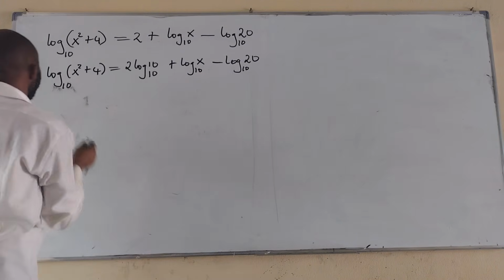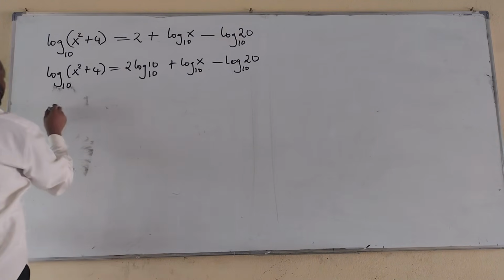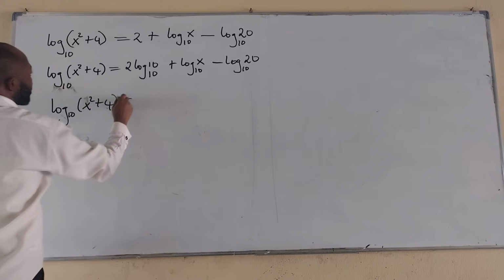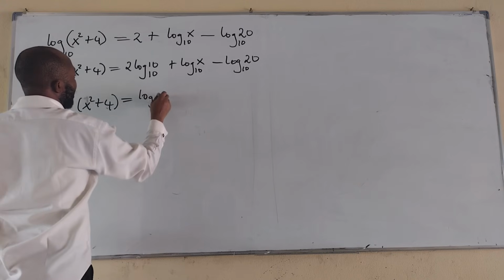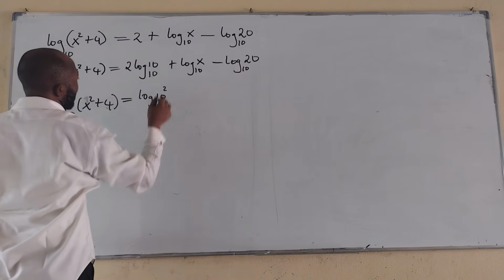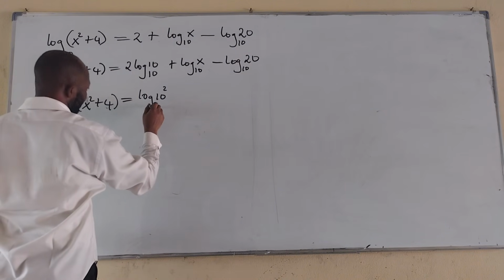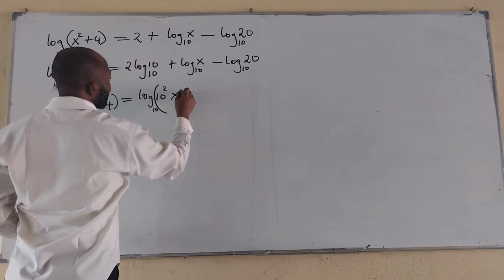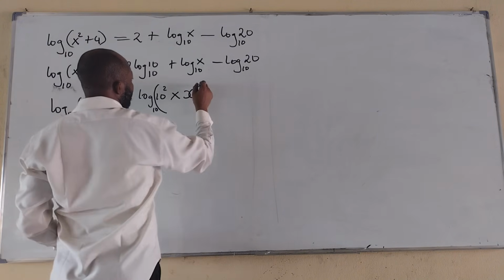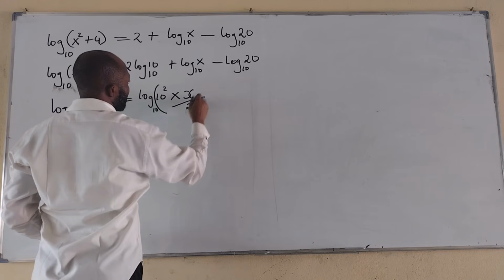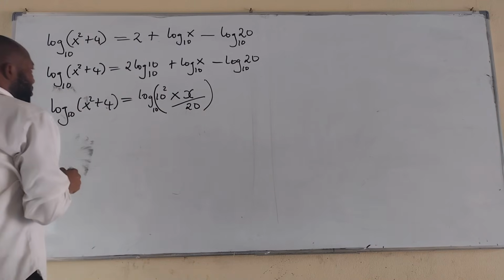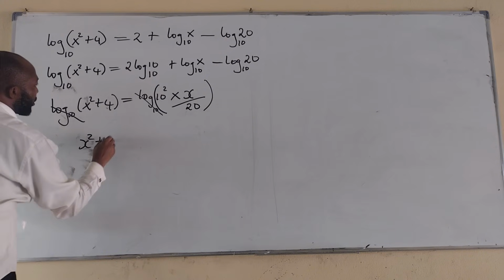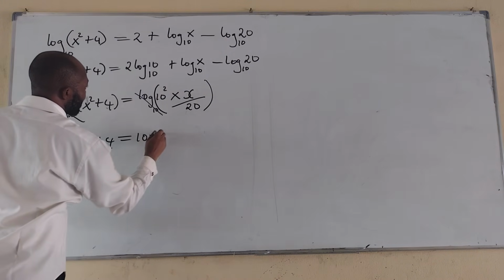So from here, I presume I've moved it over. Log in base 10, open bracket, x squared plus 4, close bracket, equals log 10 squared, because this comes up in base 10. Okay, let me just put it one time. In base 10, times x, divide by 20. Okay, so this can cancel this. So I have my x squared plus 4 is equal to 100x over 20.